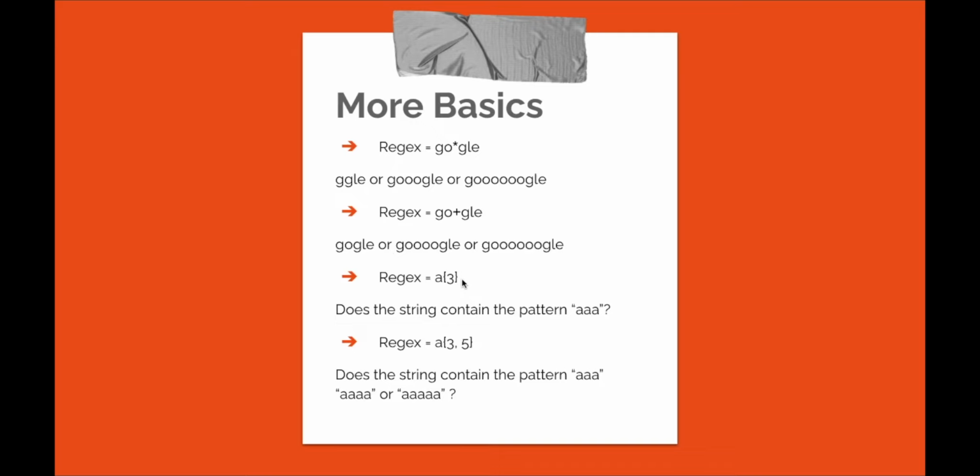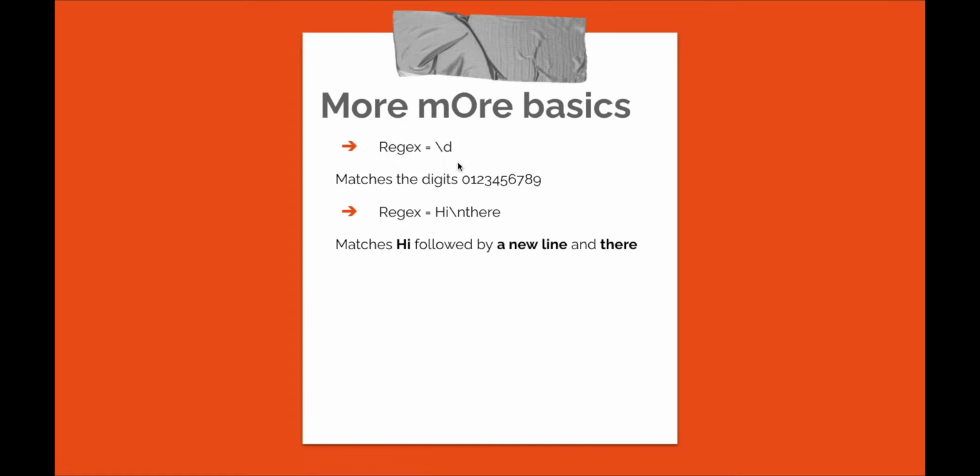And on the same point with counting, we can give an explicit number. So if we wanted 3 A's, we can put curly brackets 3 and it would match exactly 3. Here we can do a range 3 to 5, and that would match 3 A's, 4 A's, and 5 A's. \d will match digits 0 to 9. And here is an example of hi followed by a new line and there. It matches hi followed by a new line and there.